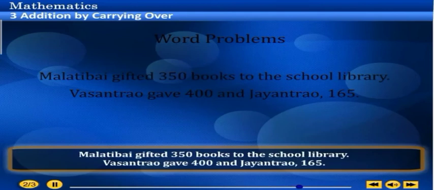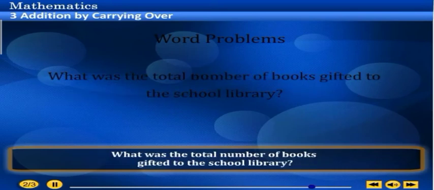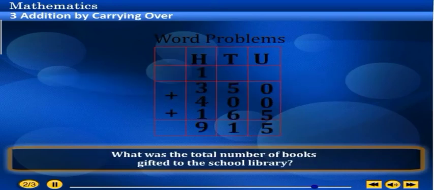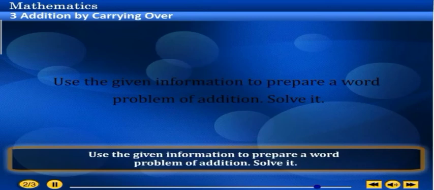Malatibai gifted 350 books to the school library. Vasantrao gave 400 and Jayantrao 165. What was the total number of books gifted to the school library? Use the given information to prepare a word problem of addition.